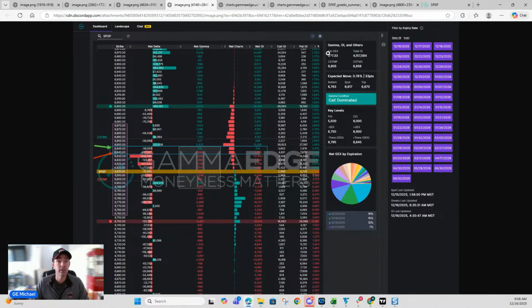Draw your attention here, Daniel. Even though we are call dominated, our net GEX is only 937. So that is barely above the zero. So we're at a transition point where this could easily turn negative and this could easily turn put dominated. So that's the key takeaway for this overall structure and where we're at for today.